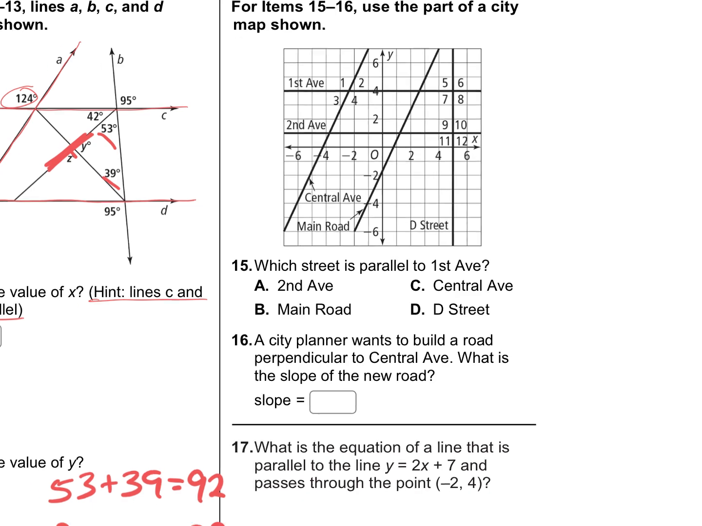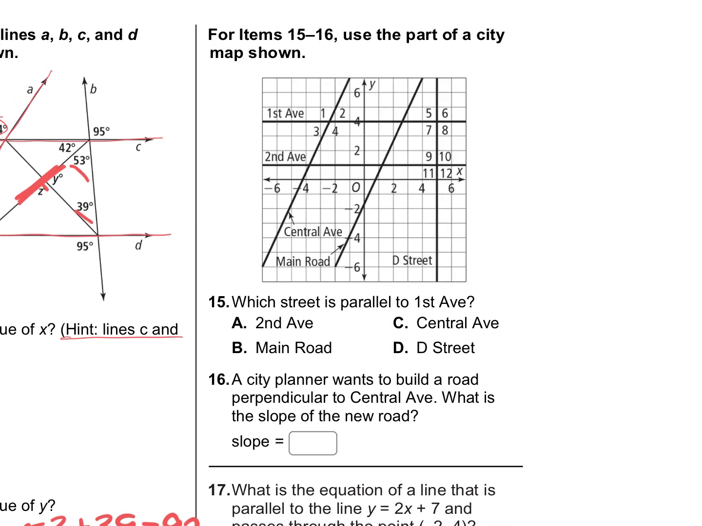15 and 16. Okay, on the test, it is the same diagram. Okay, it's the same diagram as the review. So let's answer 15 first. It wants to know which street is parallel to First Avenue. Second Avenue. Parallel means what? They don't touch, right? And they're the same slope.